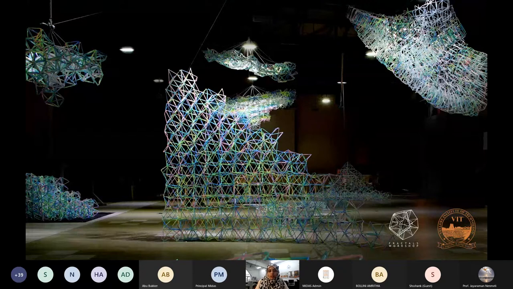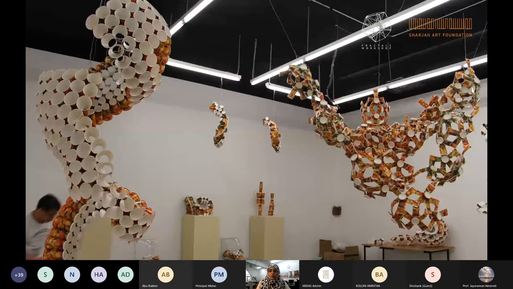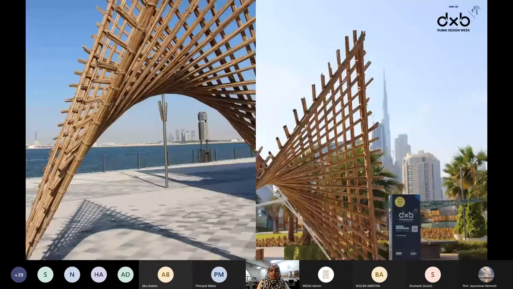We usually use materials which are readily available, lightweight, economical and disposable, like plastic straws, which have been banned now. We're using them for the workshop because they're already manufactured. And then disposable paper cups. This is one that we did in Sharjah, at the Sharjah Art Foundation.